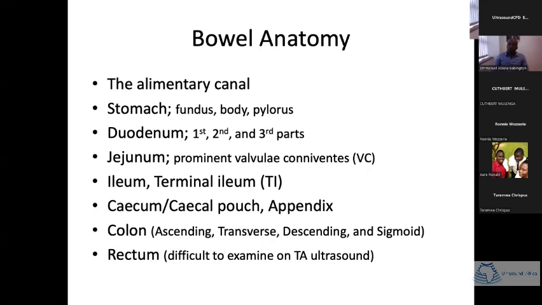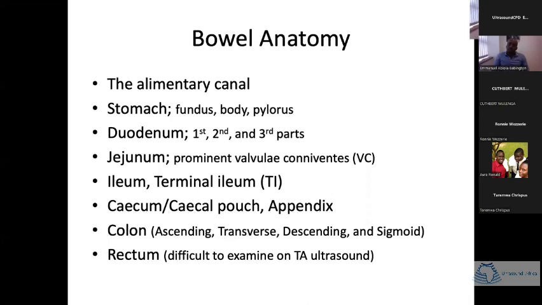However, when it comes to transabdominal bowel ultrasound, we would most likely focus more on the stomach, from the stomach down to the rectum. The stomach, as we know, has three parts, the fundus, the body, and the pylorus. We also have the duodenum, which continues from the pylorus as the first part, and then you have the second part, and then the third part. Then that continues as the jejunum.